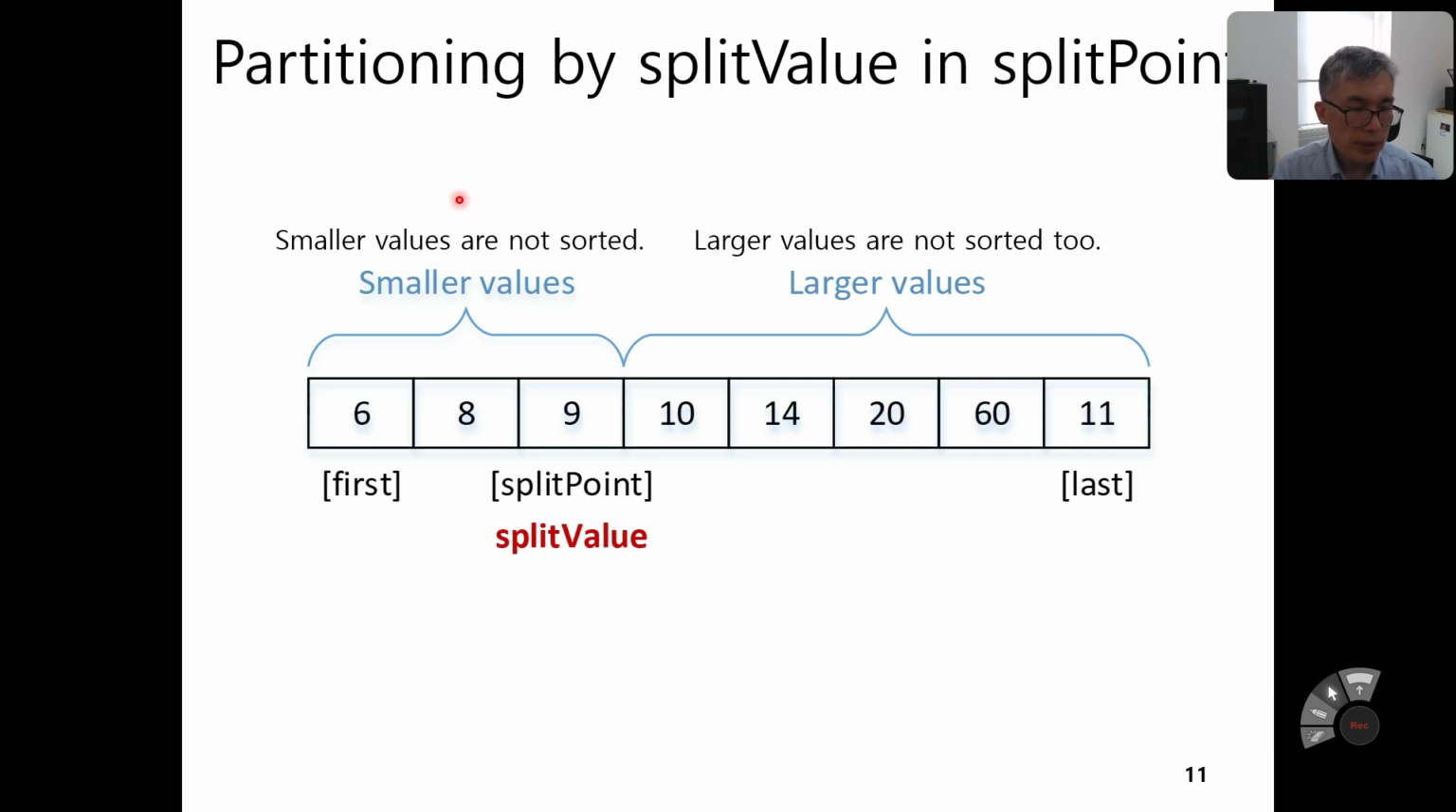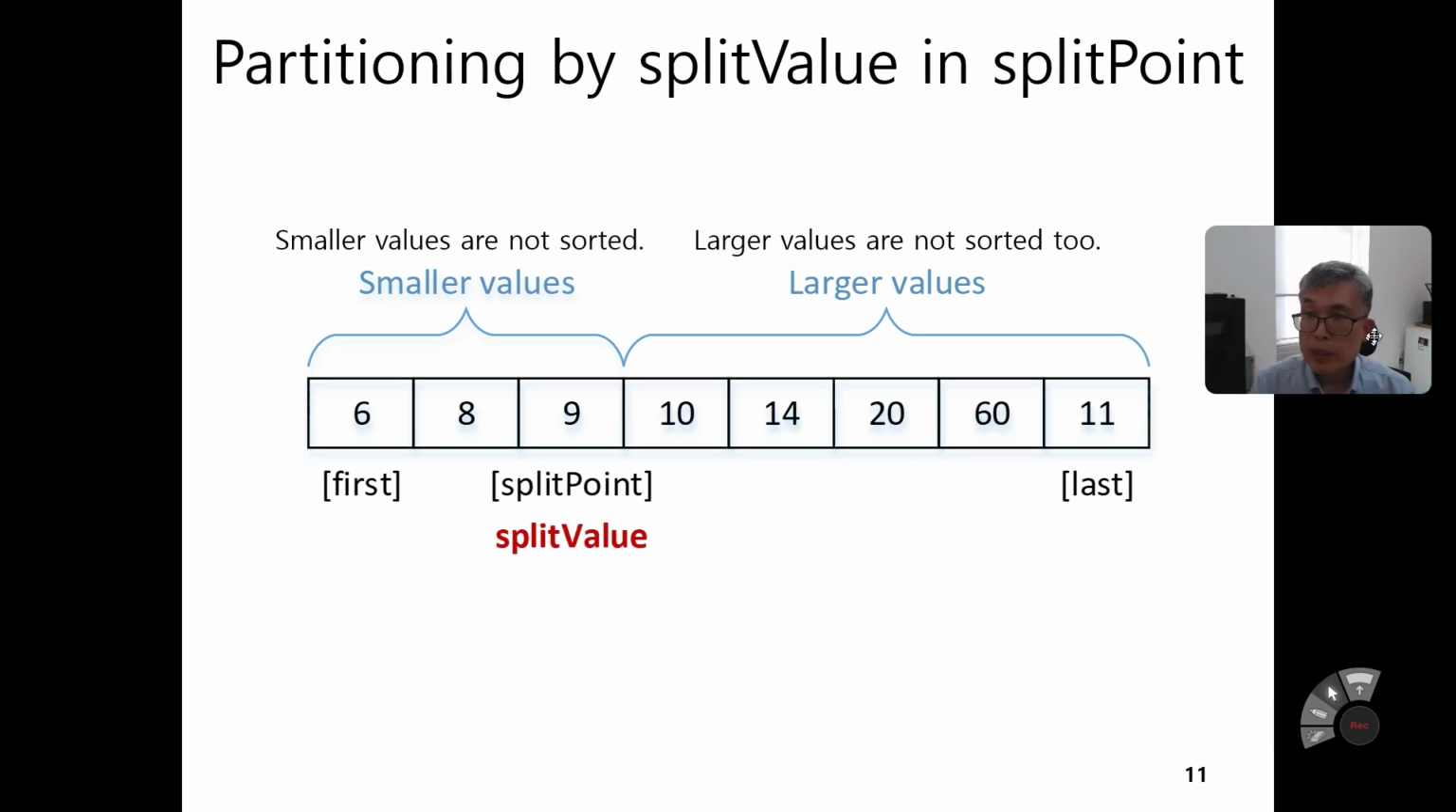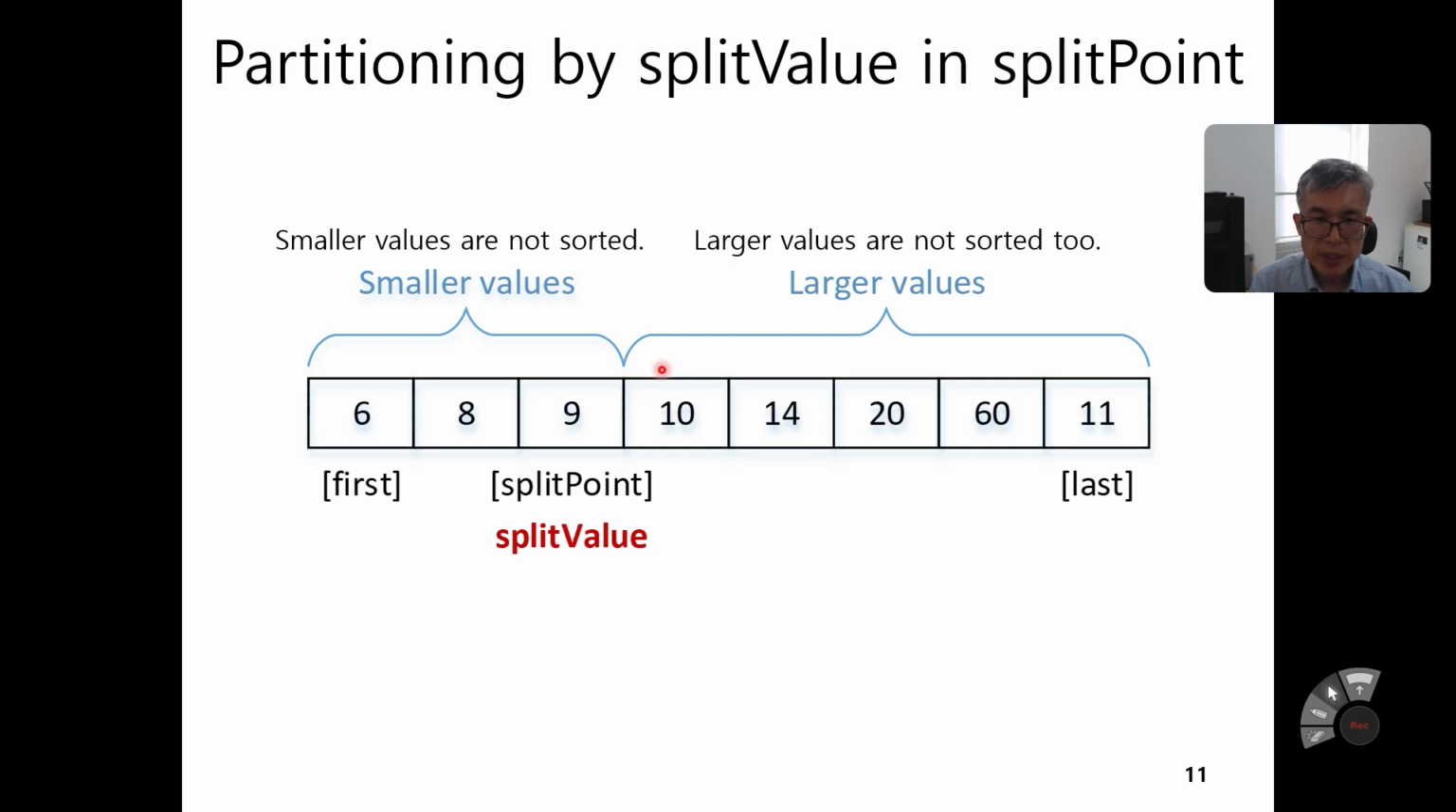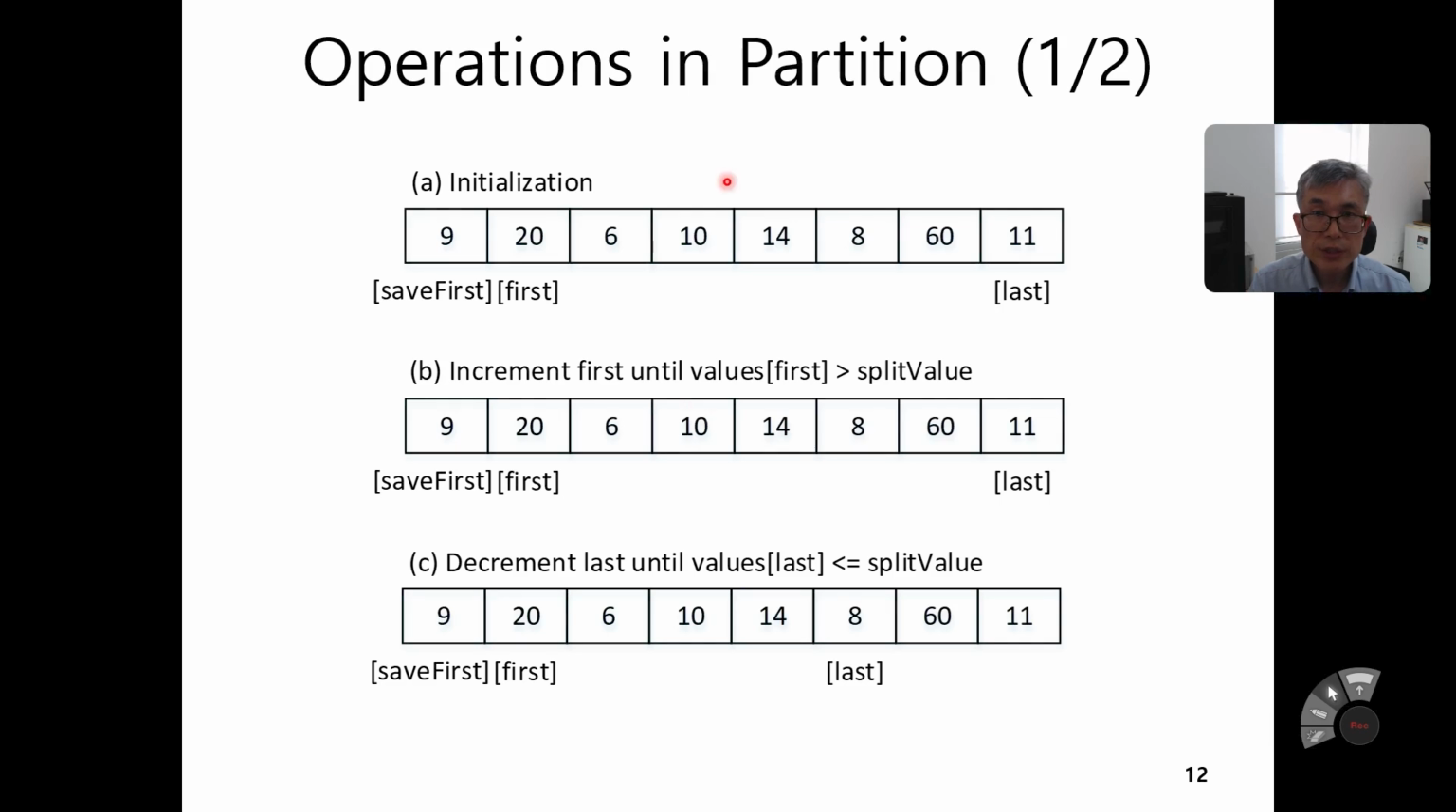Let's take a look at partitioning by split value and split point. The basic idea is using the value at the split point: the left-hand side is less than or equal to the split value, and the right-hand side is greater than the split value. So, operations in partition.